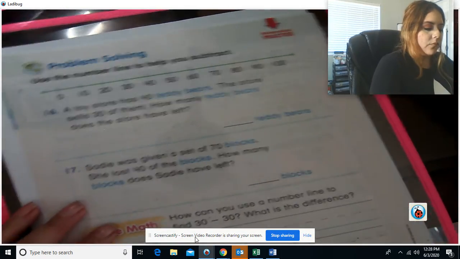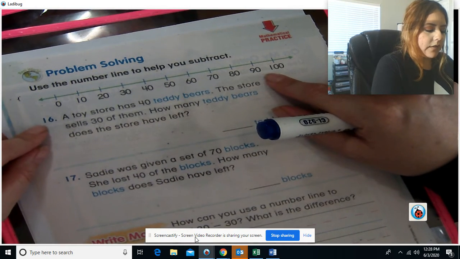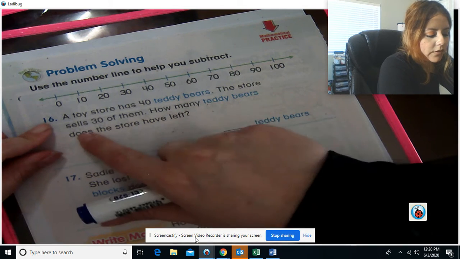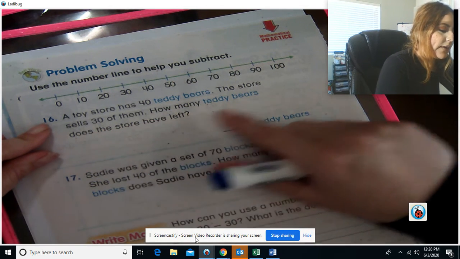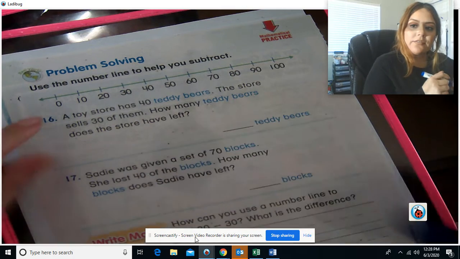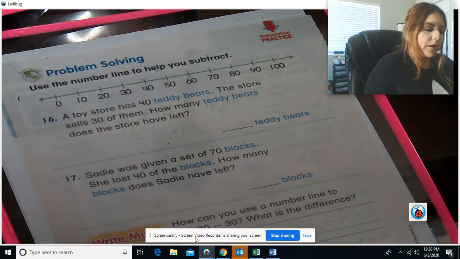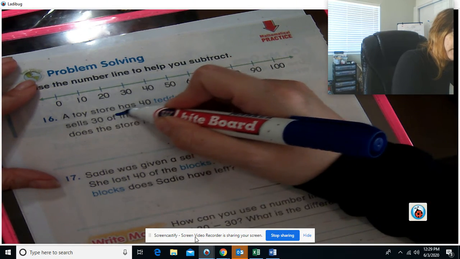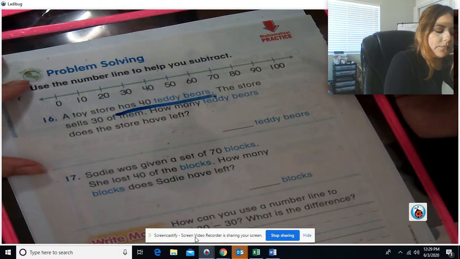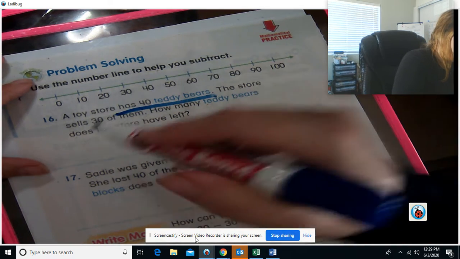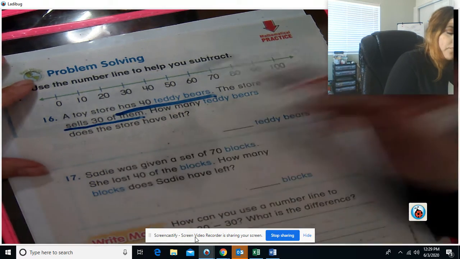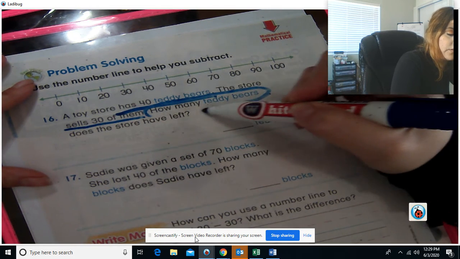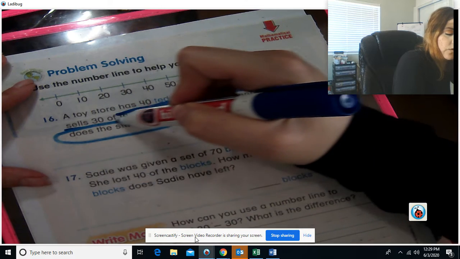Okay. Number 16 says, a toy store has 40 teddy bears. The store sells 30 of them. How many teddy bears does the store have left? So I'm going to start by underlining what I know. A store has 40 teddy bears, and the store sells 30 of them. I want to know how many teddy bears the store has left.